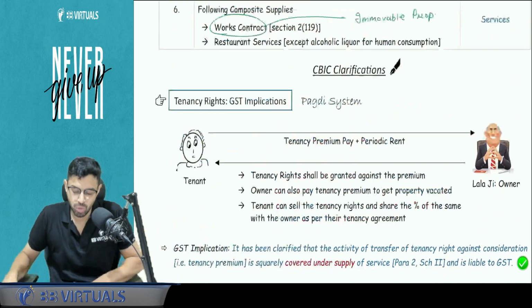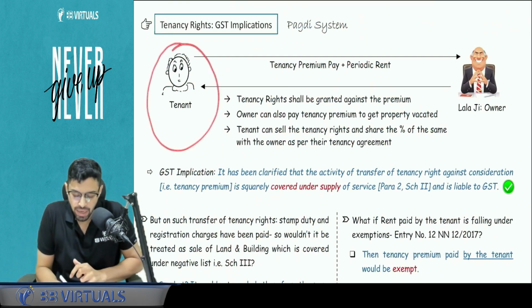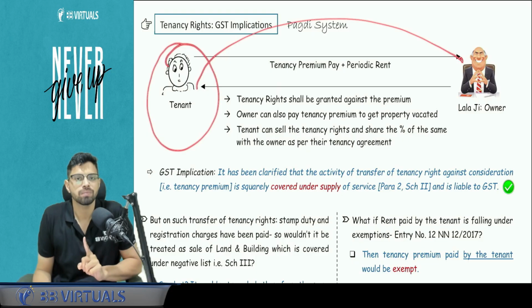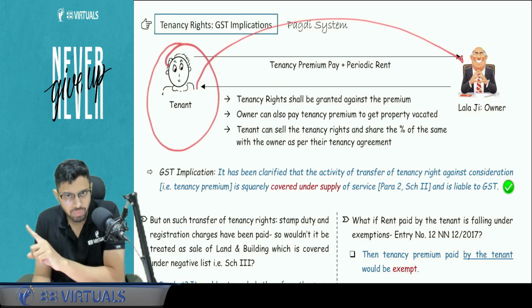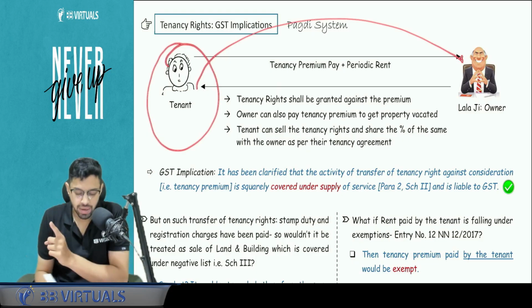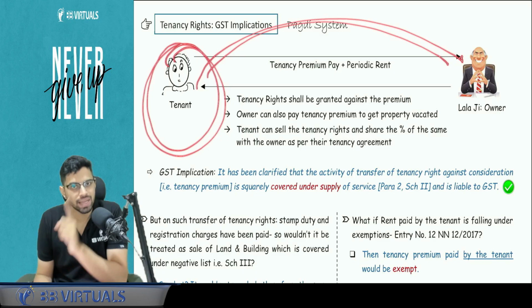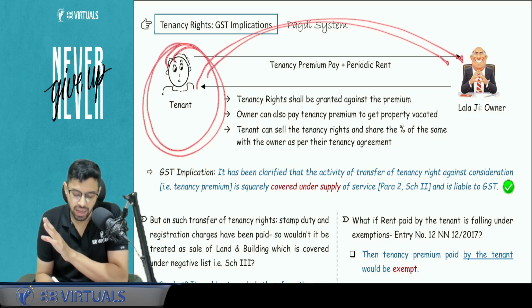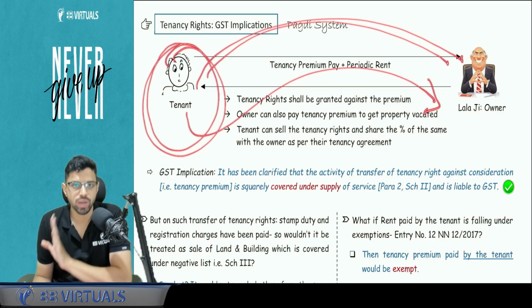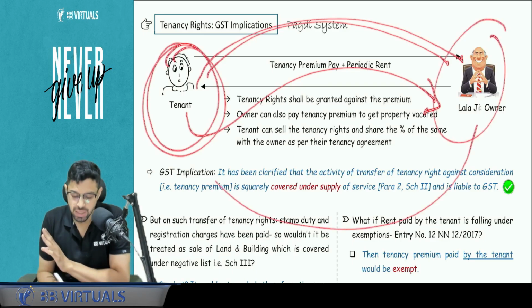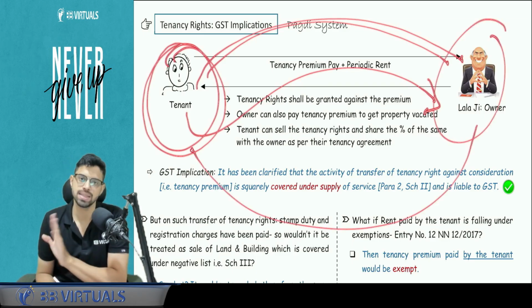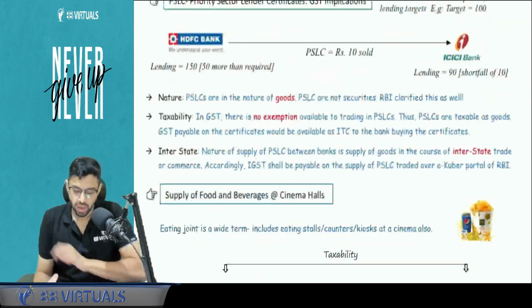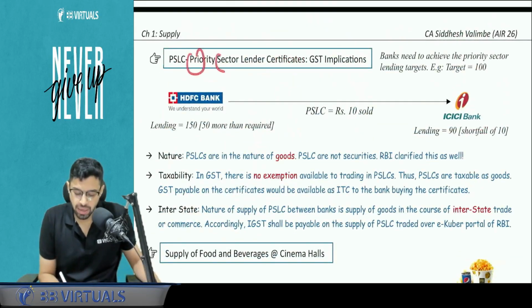One important point to be noted, sometimes the rent that tenant pays to the owner is exempt. That I will cover in chapter number 4. Sometimes the rent that tenant pays to the owner is exempt. Okay. If that is the case, then tenancy premium by tenant to owner is also exempt. But owner, whatever is paying to tenant, that is always taxable as supply of service. Clear? Okay. PSLC, Priority Sector Lending Certificate.